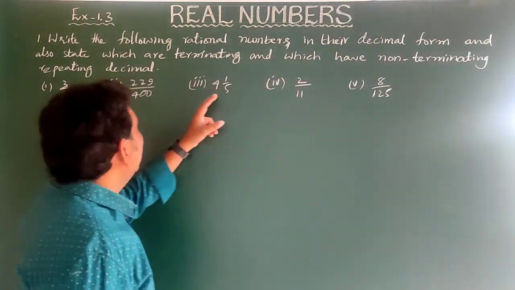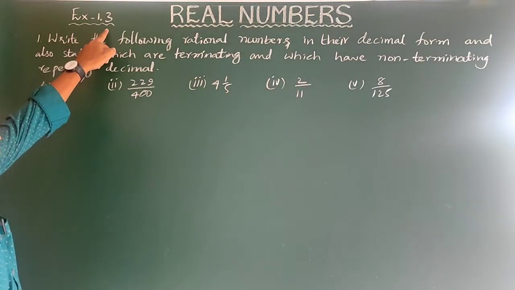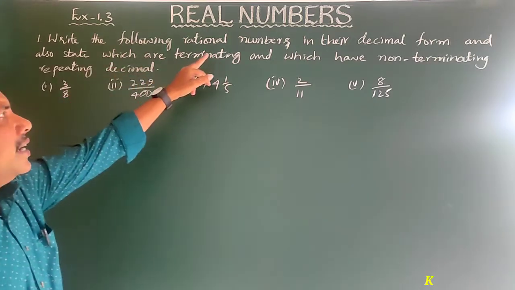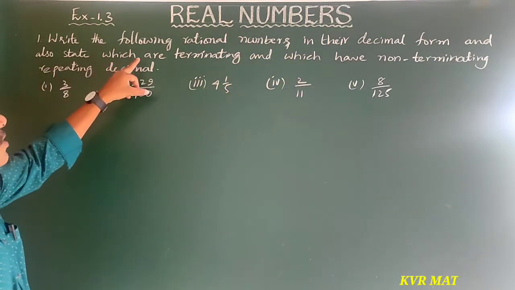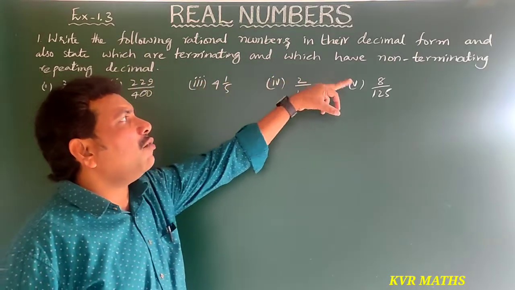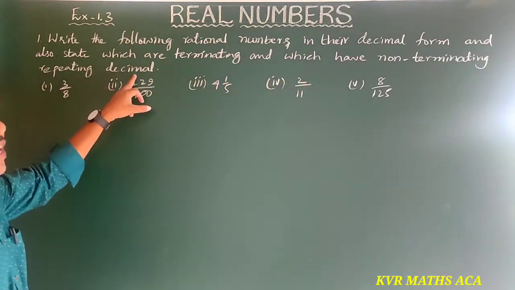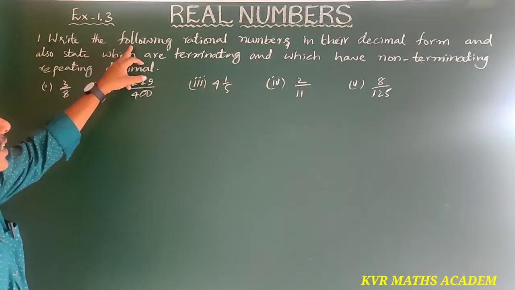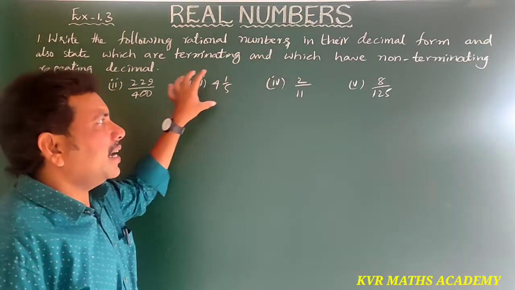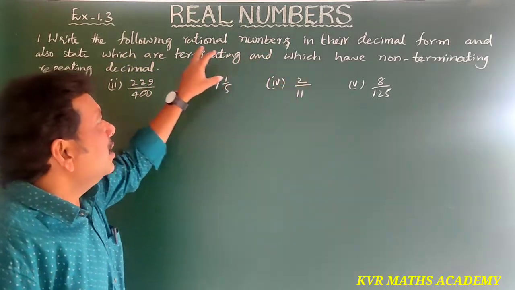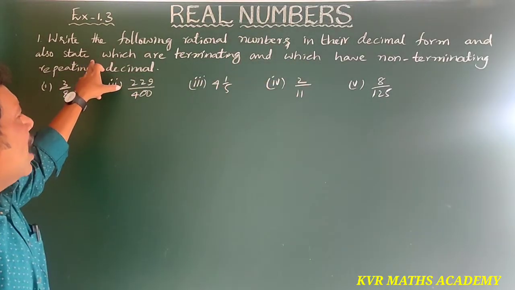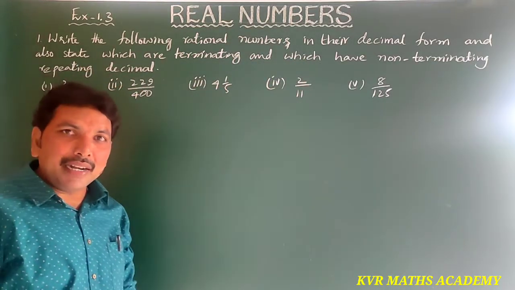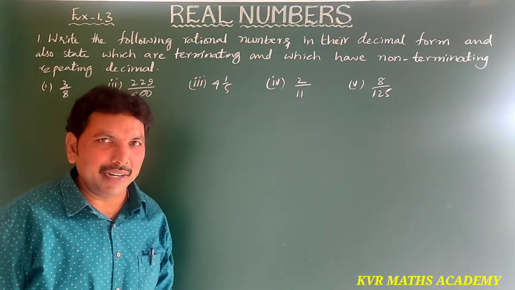This is the first problem in exercise 1.3. Write the following rational numbers in their decimal form and also state which are terminating and which have non-terminating decimals. Here rational numbers are given, so we have to state which are terminating decimals or which are non-terminating decimals.